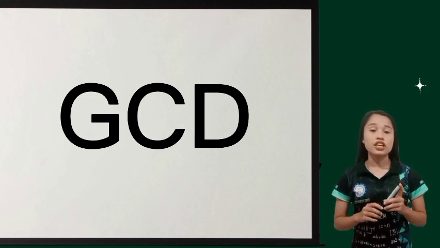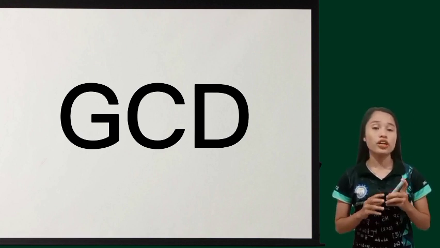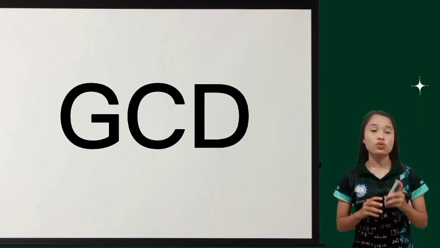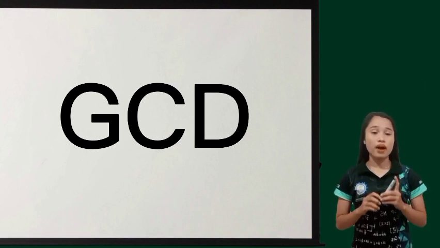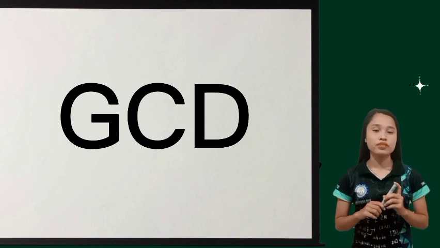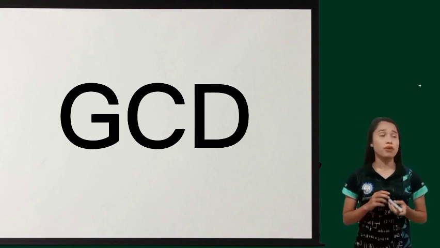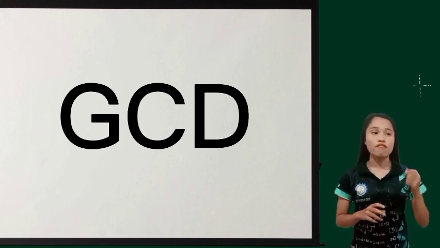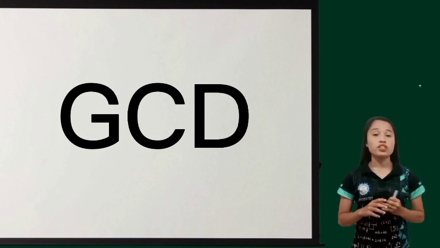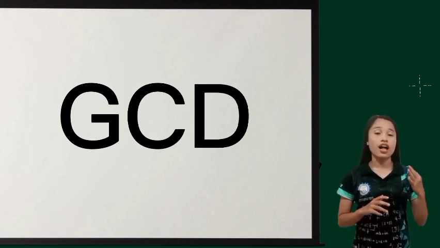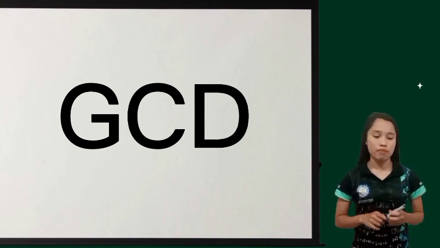So meaning, the GCD is the largest number that can divide two or three given numbers. It is denoted by GCD(A, B). There are several methods to be used on how to find it. We have the listing method, the prime factorization method, the Euclidean algorithm, or Euclid's division algorithm.